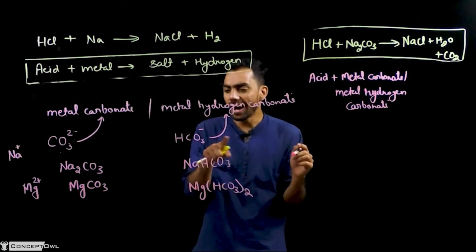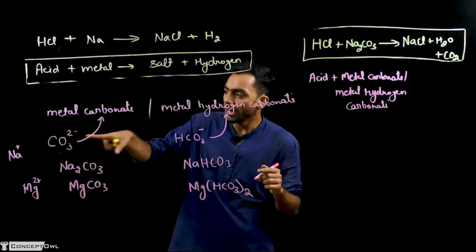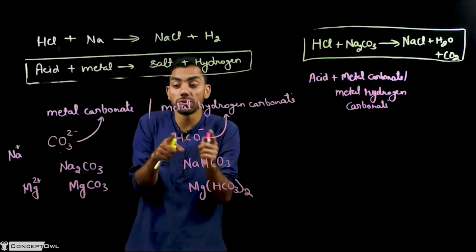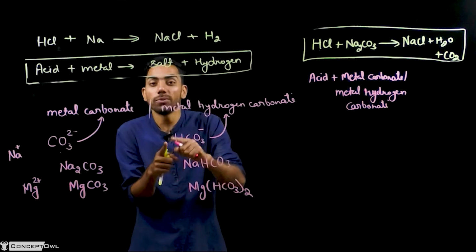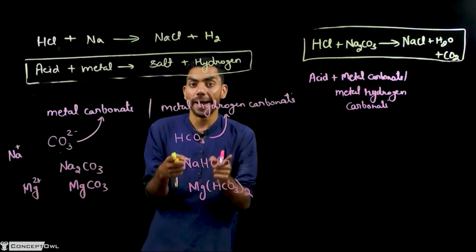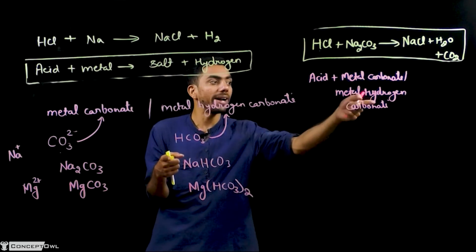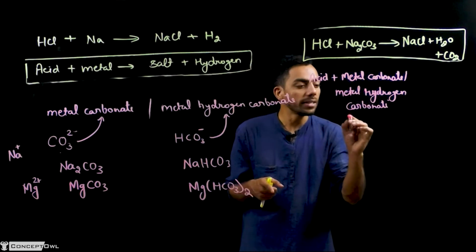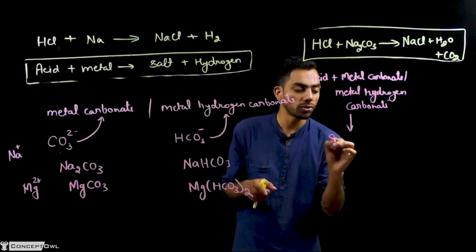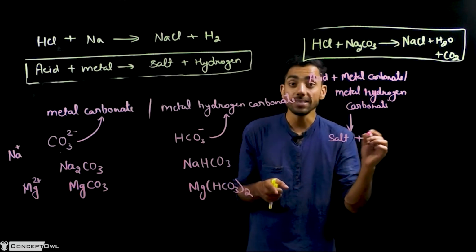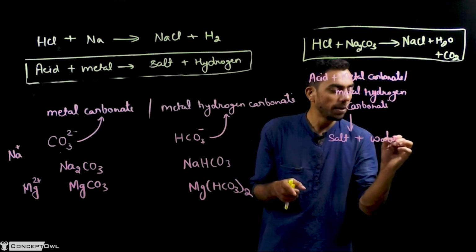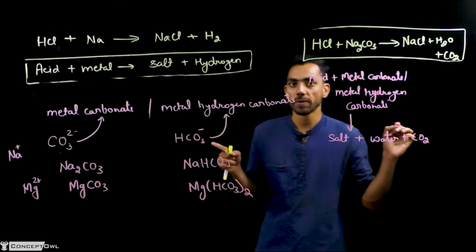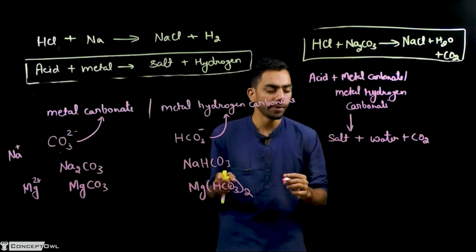So why are we saying hydrogen carbonate? Because in these two there is a difference of just one hydrogen. In hydrogen carbonate there is one extra hydrogen. That's why it's metal hydrogen carbonate. Simple. So acid and metal carbonate react with each other to form salt plus water plus carbon dioxide, CO2. Simple. Let's take one more example.